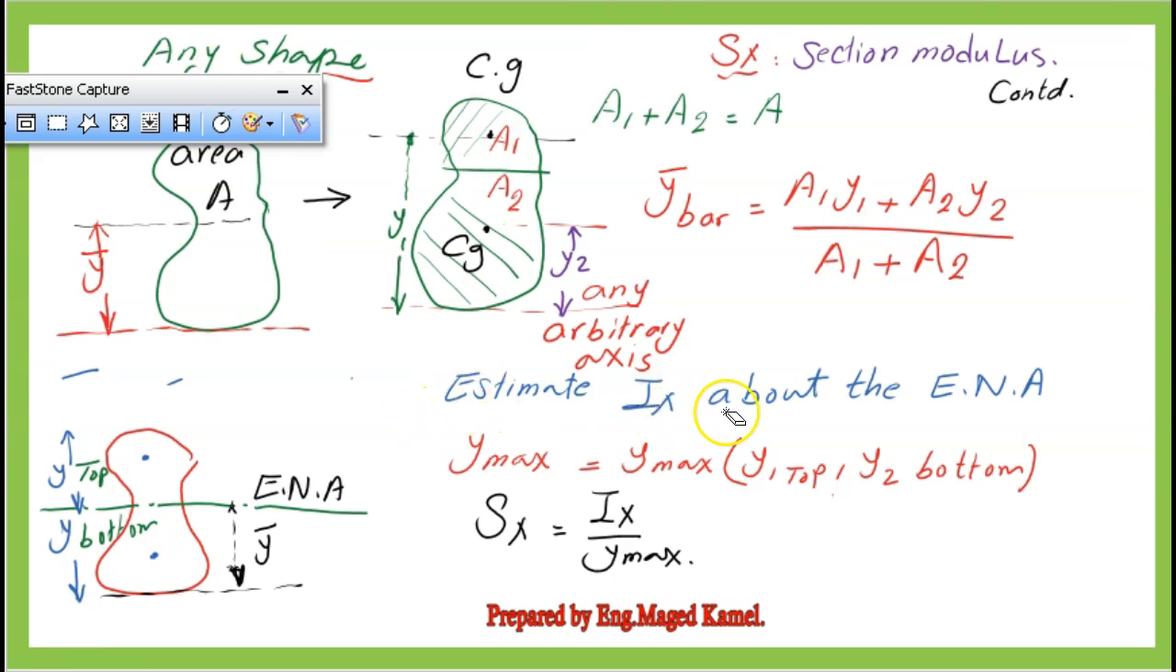Estimate the Ix value for the shape about the elastic neutral axis. To get the elastic section modulus, divide Ix over Y max. Y max is the maximum value of Y top and Y bottom.